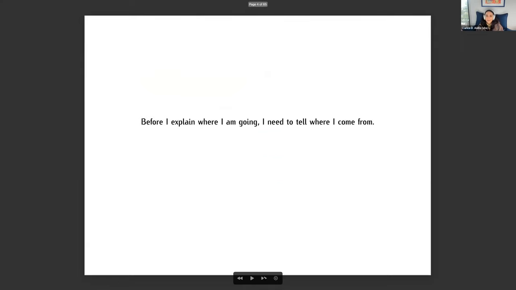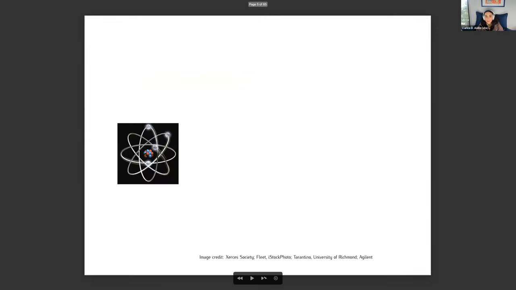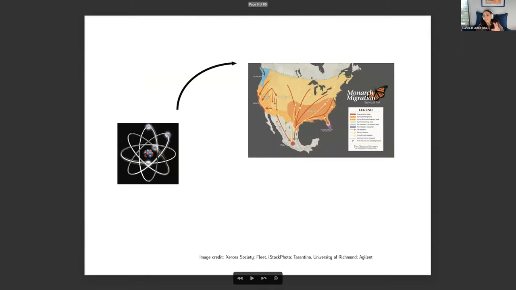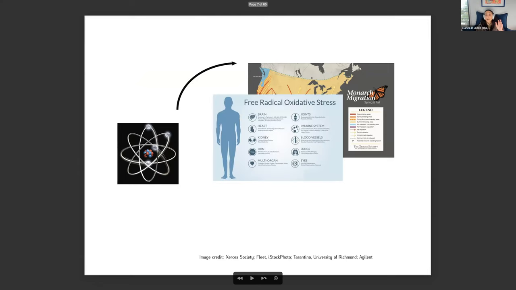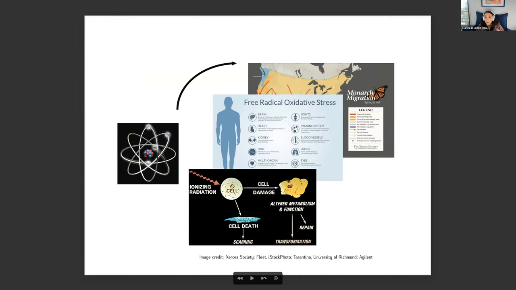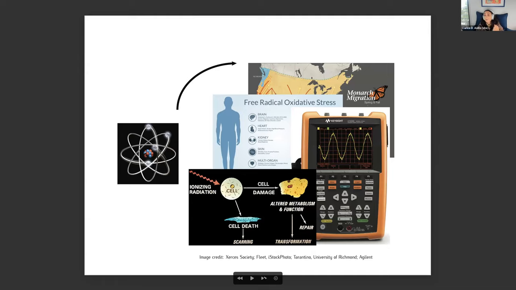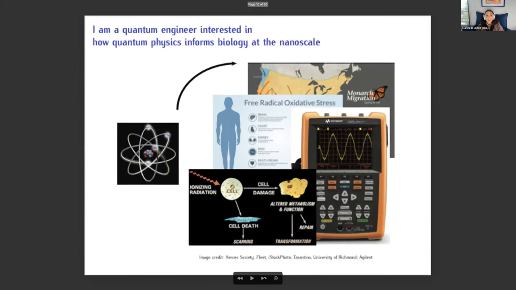So before I explain where I'm going with my research and with quantum bio, I really want to tell you where I come from and what my background is. We're going to start with basic quantum mechanics. And by the end of the hour, we will have talked about things of biological relevance, such as organismal migration, how our bodies respond to oxidative stress, how our cells interact with radiation. And I hope to have convinced you at that point that we can also learn from nature how to build better technologies. That's because I am a quantum engineer who's interested in how quantum physics informs biology at very, very tiny length scales.